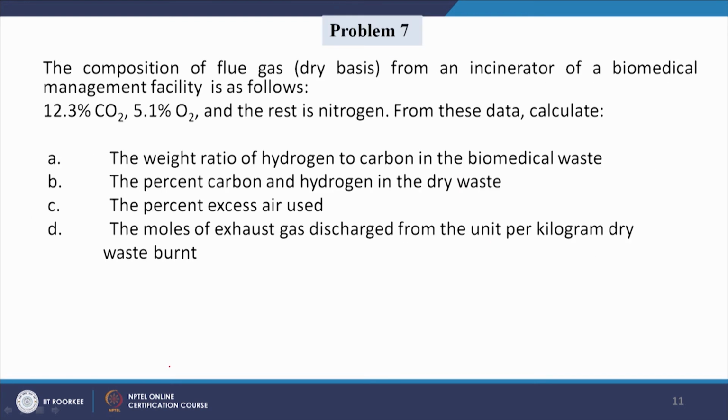Now, we are moving to problem number 7. The statement is: the composition of flue gas on dry basis from an incinerator of a biomedical waste management facility is as follows: 12.3% CO2, 5.1% O2 and the rest is nitrogen. From this data, calculate the weight ratio of hydrogen to carbon in the biomedical waste, the percent carbon and hydrogen in the dry waste, the percent excess air used, and the moles of exhaust gas discharged from the unit per kilogram dry waste burned. So, this is a problem of incineration, and we will be solving it.